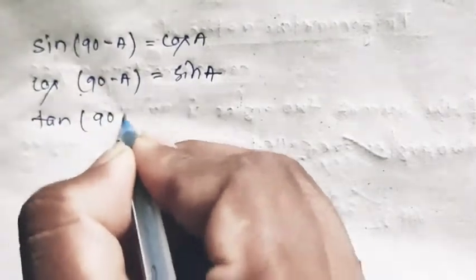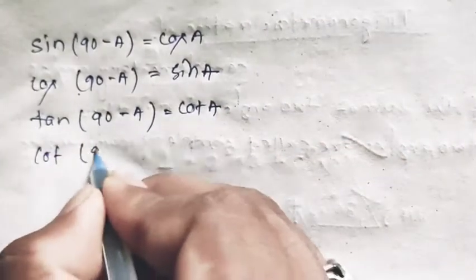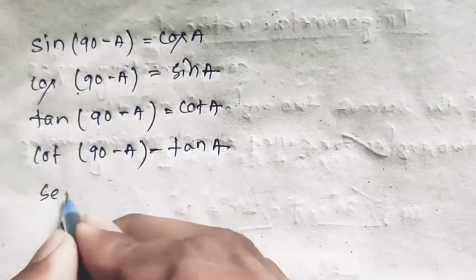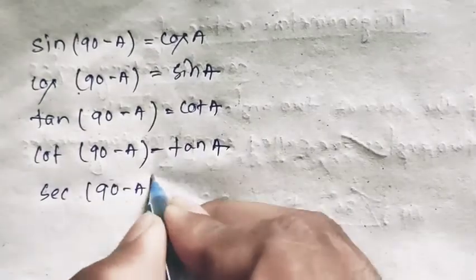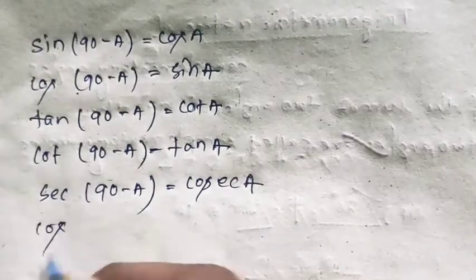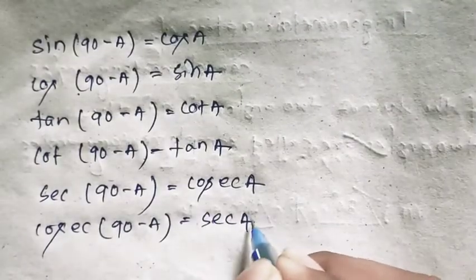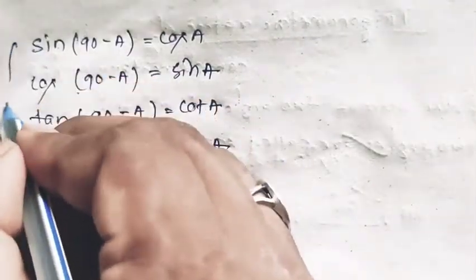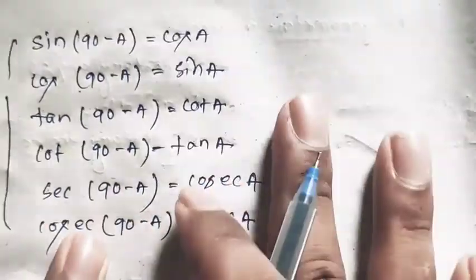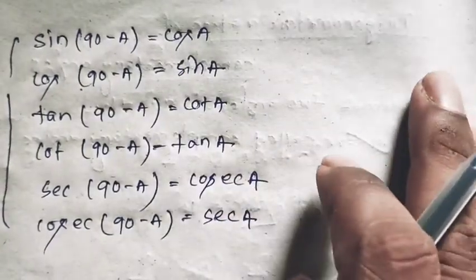Then tan 90 minus A is equal to cot A. Cot 90 minus A is equal to tan A. Then sec 90 minus A is equal to cosec A, and cosec 90 minus A is equal to sec A. From those two equations I can write this. So these are the equations we need, and we will apply them in the previous example and study.